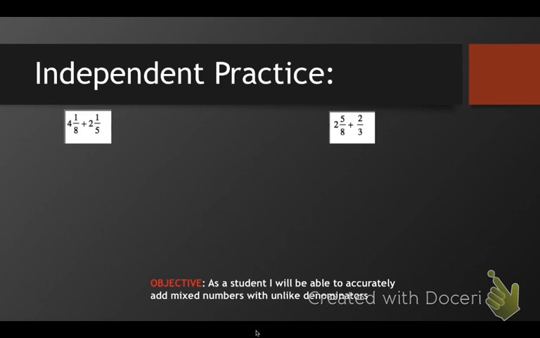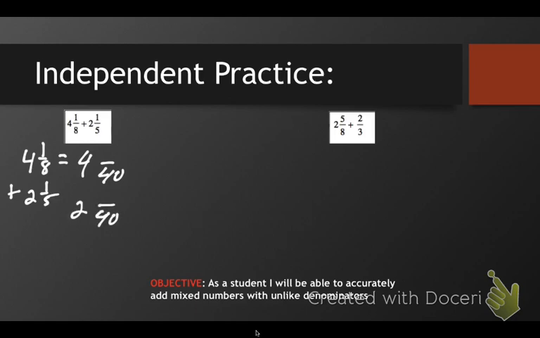All right, I'm going to go ahead and get started. We're going to go ahead and line them up. 4 and 1/8 plus 2 and 1/5. The common denominator you should have gotten was 40. So it's going to be 4 and something over 40 plus 2 and something over 40.